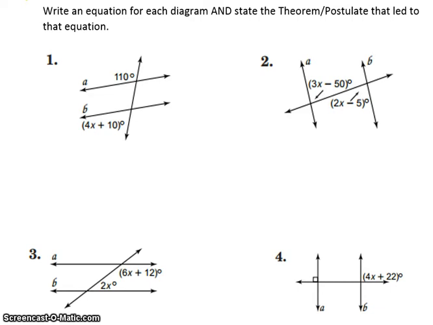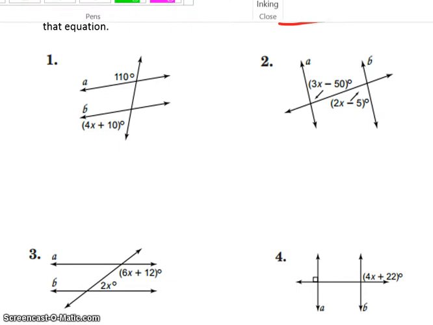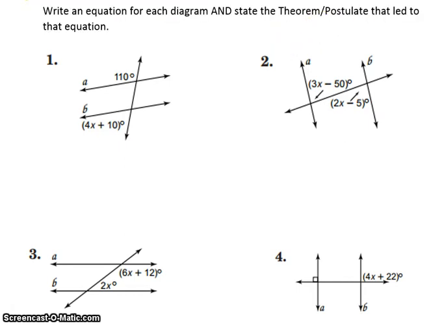Okay, now we've got some more examples where we're just going to practice setting up the equation. I know that everyone knows how to solve an equation, so what I want to practice is just recognizing what the angle pair is and the equation that you set up. And up here when it says state the theorem or postulate that led you to that equation, those are our types of angle pairs. So let's go ahead and write those up there.